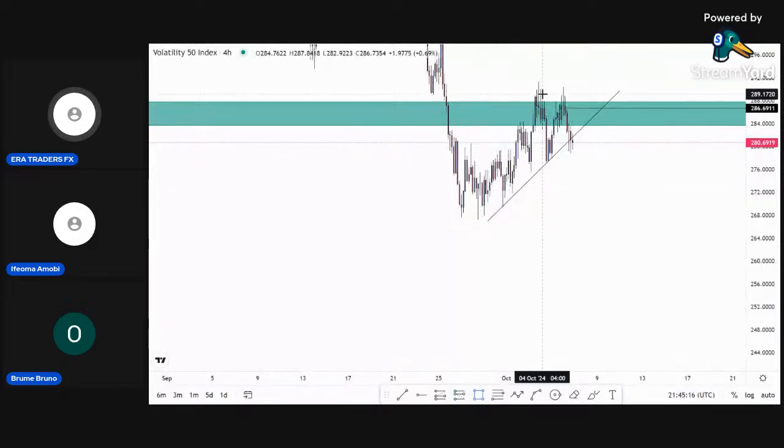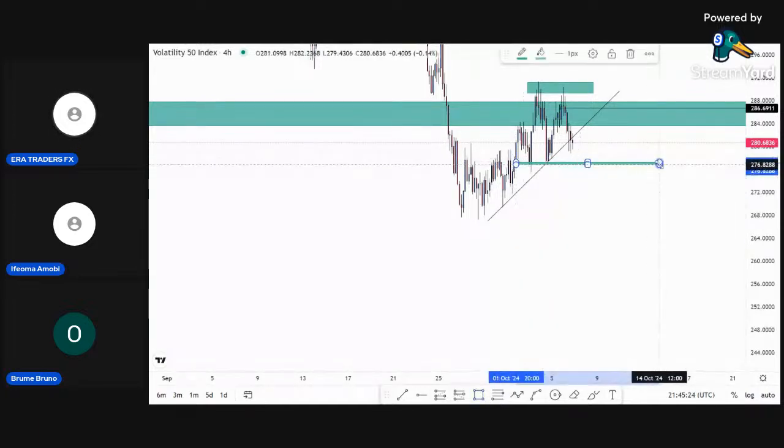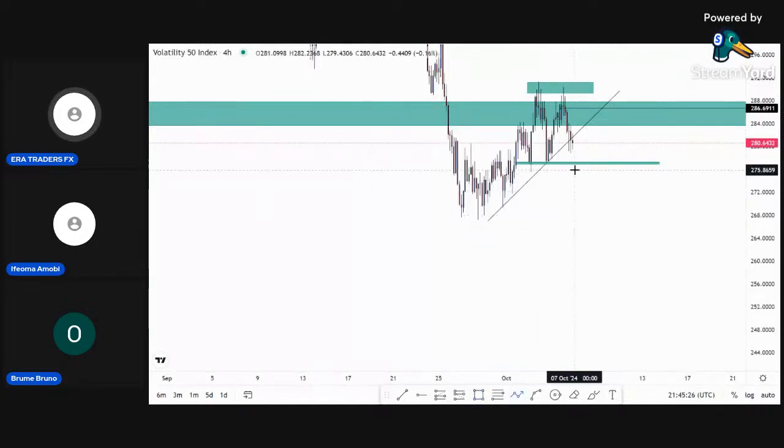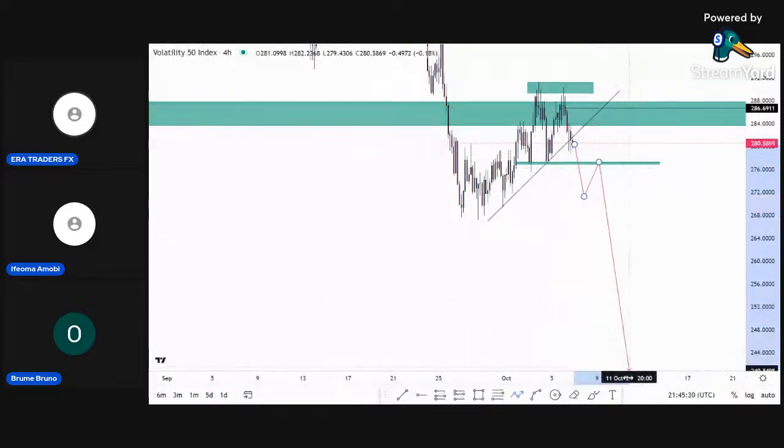If you look, this is a double top. We are seeing a double top. So we can wait for this neckline to break. When that neckline breaks, we wait for a retest. We wait for price to come back, then we'll sell.